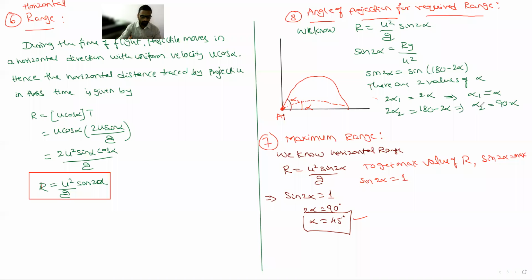90 minus alpha. Whenever you project any particle, suppose this particle is projected at an angle of 20 degree. Then what is the other angle? 90 minus alpha, 90 minus 20. So the other angle will be equal to 70. Then only it will reach from this point to this point. If you are projecting a particle at an angle of 80 degree, at this range, if you project one more particle at the same range, in order to come to the same range, what angle should you project at? That is 10 degree. Okay, this is the minimum angle and that is the maximum angle.